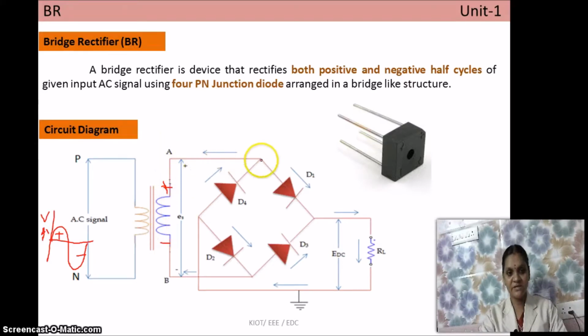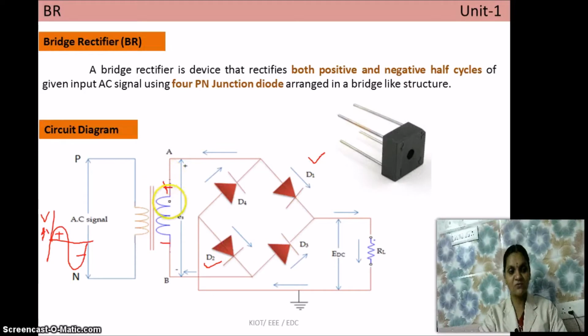This positive terminal is connected to the diodes D4 and D1, whereas this positive supply polarity forward biases the diode D1 and reverse biases the diode D4. Similarly, the negative polarity is applied to this junction and it is fed to the diodes D2 and D3. This negative polarity forward biases the diode D2 and reverse biases the diode D3. So during the positive half cycle, diodes D1 and D2 are in forward bias and D3 and D4 are in reverse bias. A forward biased diode acts as a closed switch.